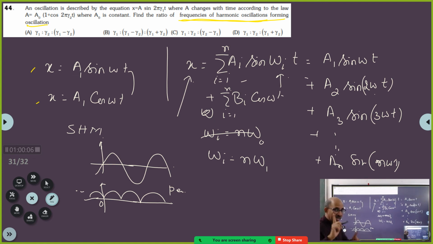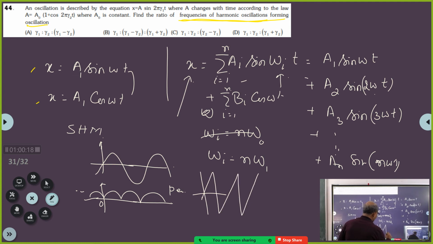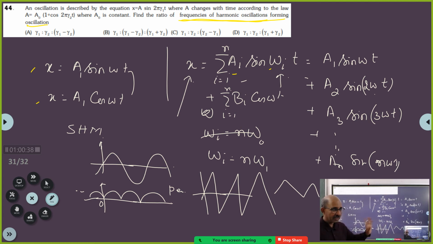Now I am making a very strong statement which I have already made earlier. If it is a periodic signal, the periodic signal can be anything. It can be like this, or it can be like this. Any periodic signal can be represented as the sum of weighted sinusoidal and cosinusoidal functions. This is the Fourier theorem. Good. Whichever student said Fourier theorem, you have gone through the theory.